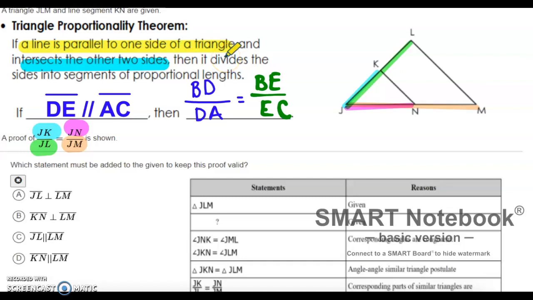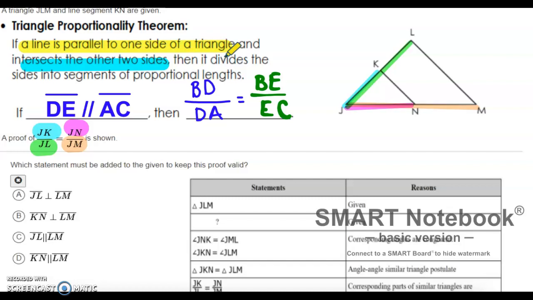Alright, in this video we're going to go over a released test question that has to do with the triangle proportionality theorem. So before we get into the question, let's review what the theorem says. The triangle proportionality theorem says, if a line is parallel to one side of a triangle and intersects the other two sides, so all of that is our hypothesis, then it divides the sides into segments of proportional lengths. That would be our conclusion.